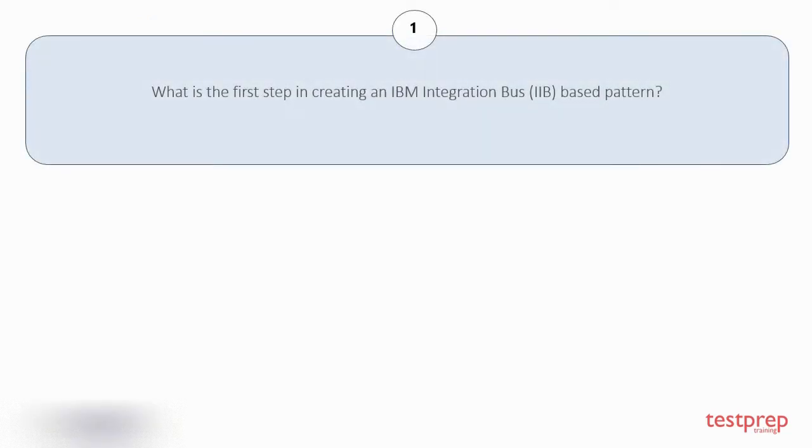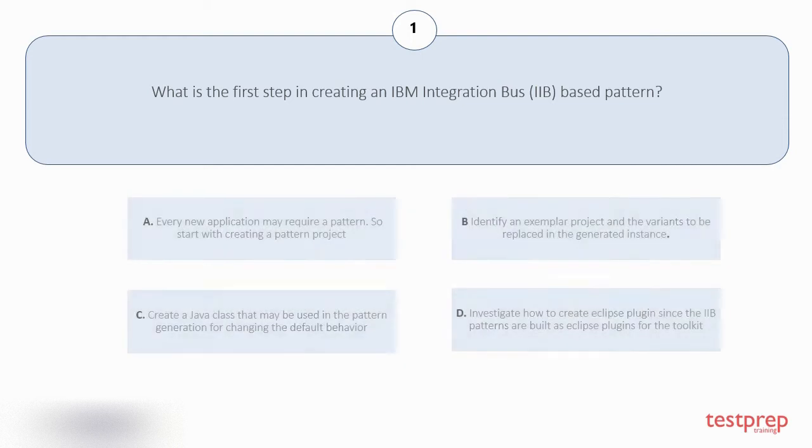What is the first step in creating an IBM Integration Bus-based pattern? Your options are: A. Every new application may require a pattern. So start with creating a pattern project. B. Identify an exemplar project and the variants to be replaced in the generated instance. C. Create a Java class that may be used in the pattern generation for changing the default behavior. D. Investigate how to create Eclipse plugin since the IIB patterns are built as Eclipse plugins for the toolkit.